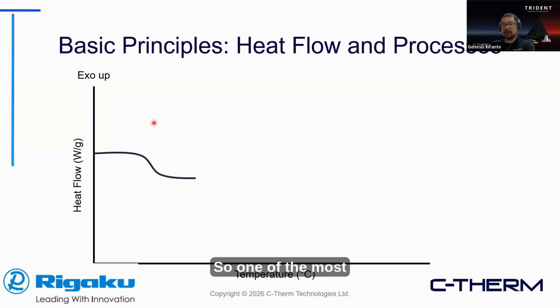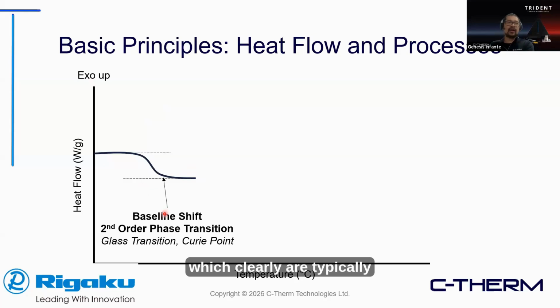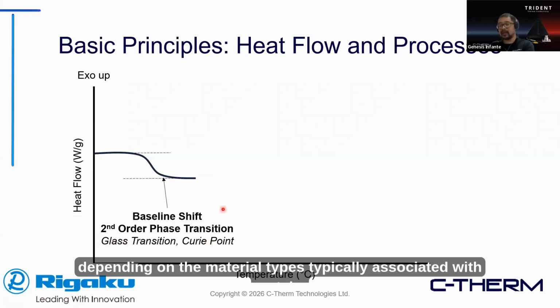So one of the most basic thermal behaviors you should see in a DSC graph would be a baseline shift right here, which is typically an indicator of some sort of a second order phase transition. And classically, it is associated with a glass transition within the material, or even a Curie point transition, depending on the material types, typically associated with metals.